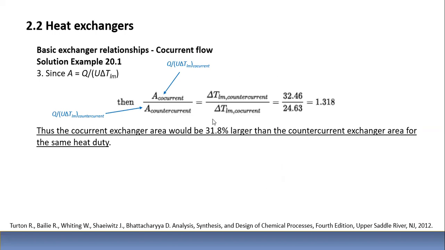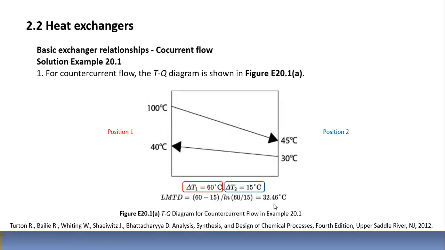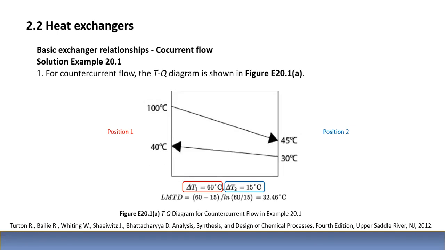That is 31.8% larger. That is, the concurrent exchanger area would need to be 31.8% larger, as you see there, than the countercurrent exchanger area for the same heat duty. So in order to compensate this difference that you see there for the concurrent configuration versus the countercurrent configuration, this exchanger will need to have a 31.8% larger area than this exchanger here.